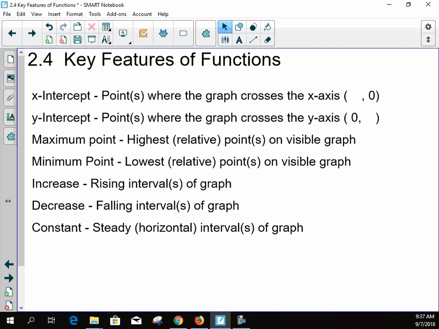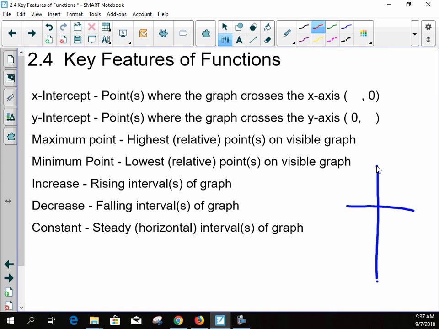Your x and y intercept, look. Here's your xy axis. Wherever it crosses your x-axis, that's called your x-intercept. Wherever it crosses the y-axis, that's called your y-intercept. Your maximum is your highest point, minimum is your lowest point. Increasing, it goes up from left to right. Decreasing, it goes down from left to right. Constant is a steady, constant line. Okay? All right.